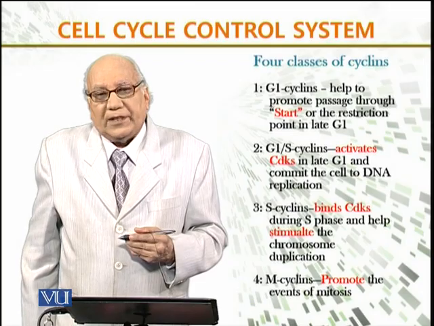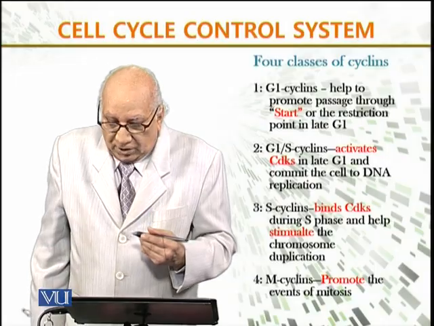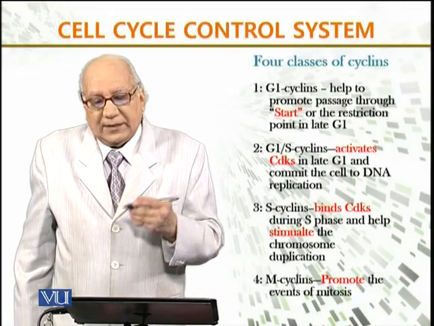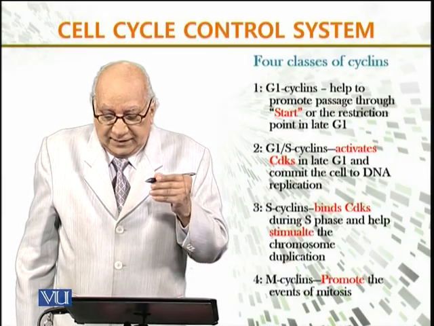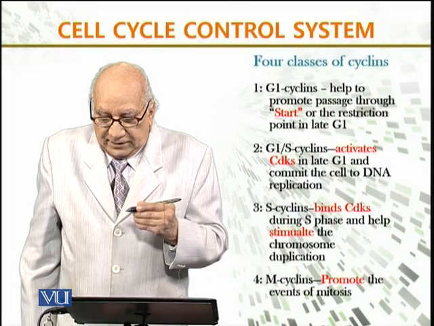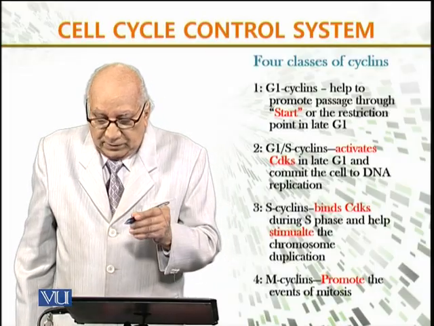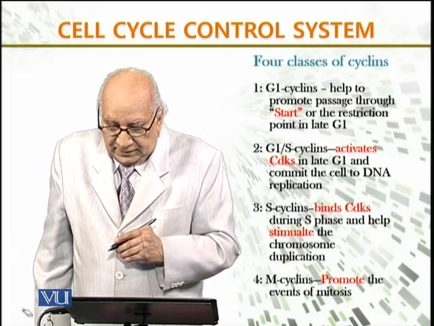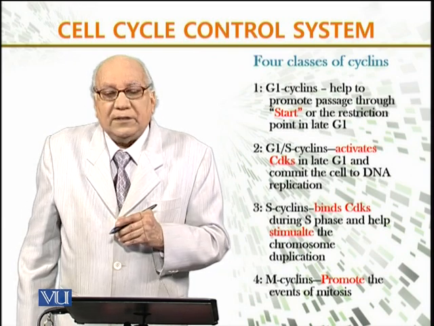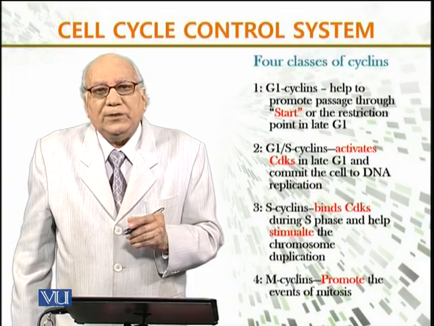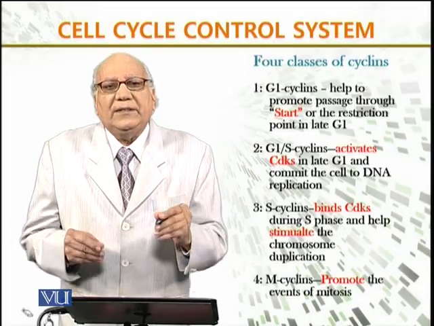Now the four classes of cyclins: G1 cyclin helps to promote passage through start or the restriction point of G1. G1/S cyclin activates CDKs in the late G1 and commits the cell to DNA replication. S cyclin binds CDKs during S phase and helps stimulate the chromosome duplication. And M cyclin promotes the events of mitosis. So as we see, the cell cycle is a highly regulated and controlled process.